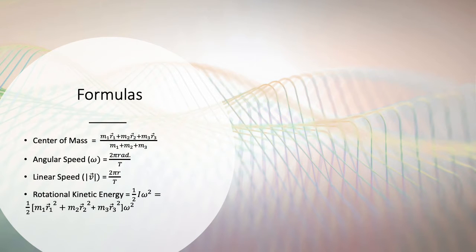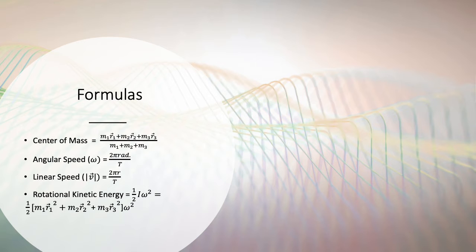Some formulas they gave us that were very helpful were that of the center of mass. So, in order to find the center of mass, you can't just add up all the position vectors and divide it by how many there are. You have to multiply each position vector by its related mass and add those up, and then divide everything by the total mass of the system.